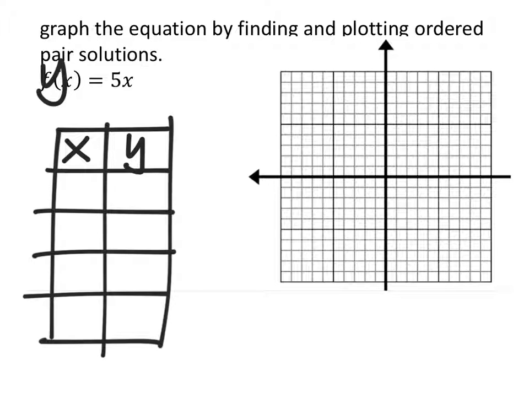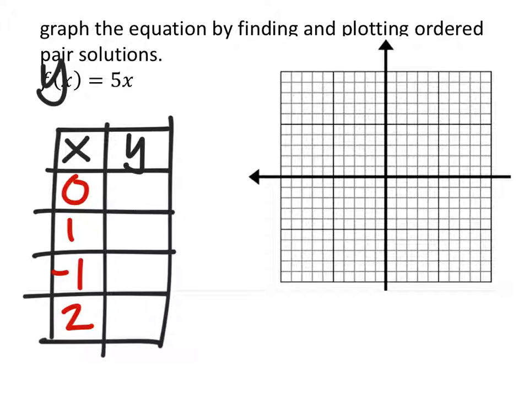So what values of x should we use? Zero. The great thing about this is you guys get to choose what values you want to use. The problem is if you're going to use big values like 100, you're going to have to either change the scale on the graph or make a bigger graph. Well, I don't care which one you do, though.